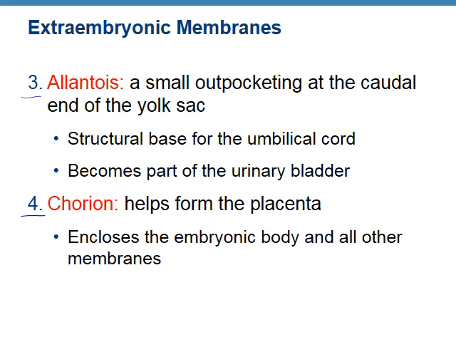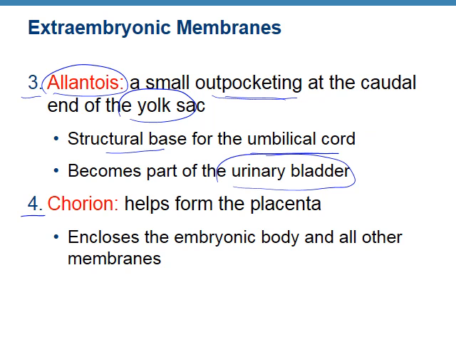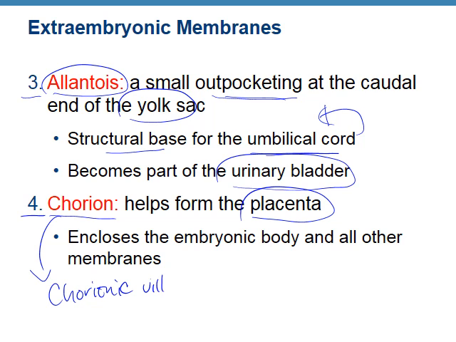The third and fourth extraembryonic membranes: the allantois is this small outpocketing that's at the end of the yolk sac. This is the structural basis for the umbilical cord. It also is going to become part of the urinary bladder. So some of these outside structures are eventually going to be brought inside the developing fetus or embryo. The chorion, we've already talked about, helps create the placenta. So the chorion is going to create the chorionic villi, and those chorionic villi are going to be laying in pools of mom's blood, basically setting up what we know as the placenta.